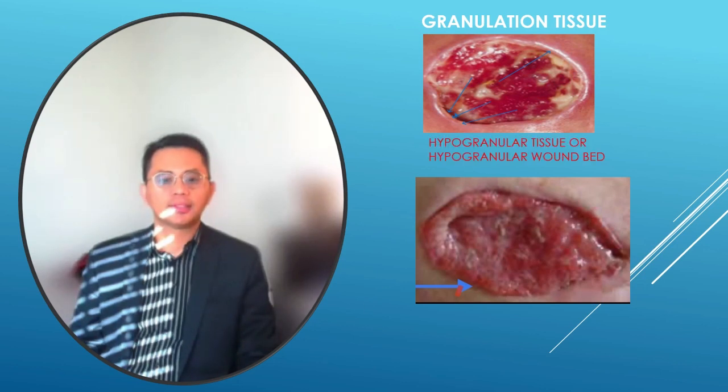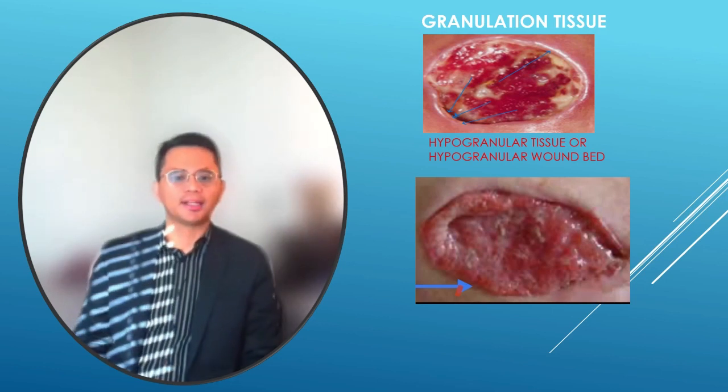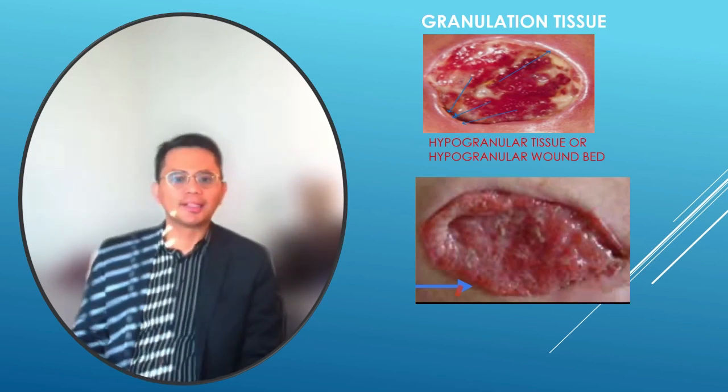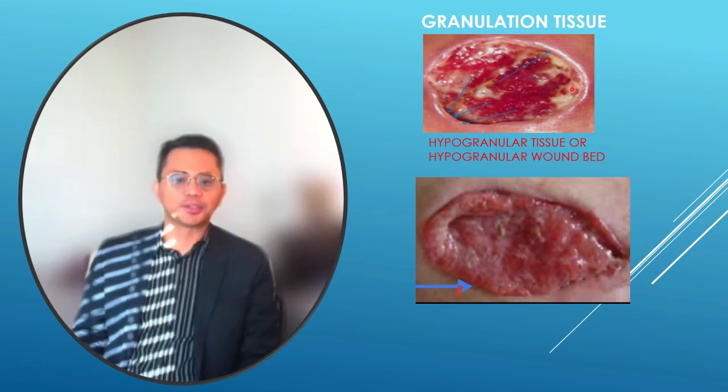So the term is hypogranular tissue, or a hypogranular wound bed. So is this good or bad? It's bad because epithelial cells coming from the edges of the wound cannot dive down to attach themselves to a granulation tissue. So this wound may not reepithelialize unless the granulation tissue goes up a little bit higher, so that the epithelial tissue will attach themselves to them.